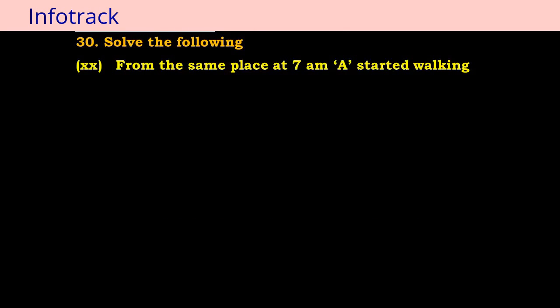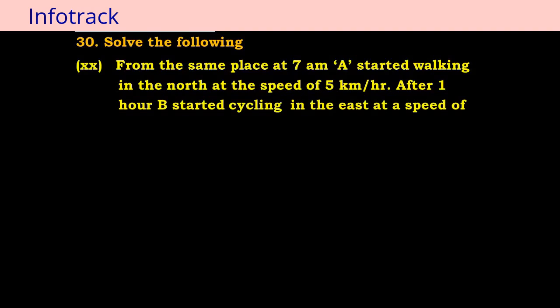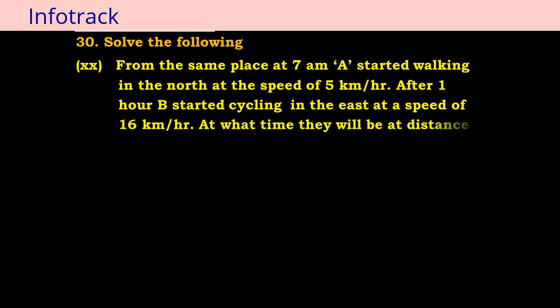From the same place at 7 am, A started walking in the north at the speed of 5 km per hour. After 1 hour, B started cycling in the east at the speed of 16 km per hour. At what time will they be at a distance of 52 km apart from each other?